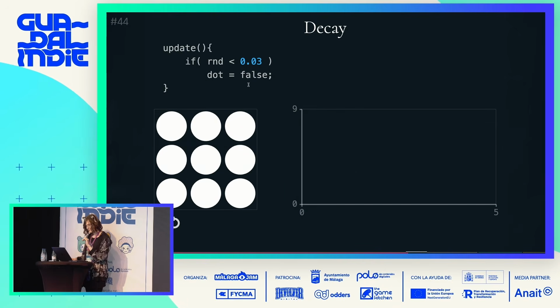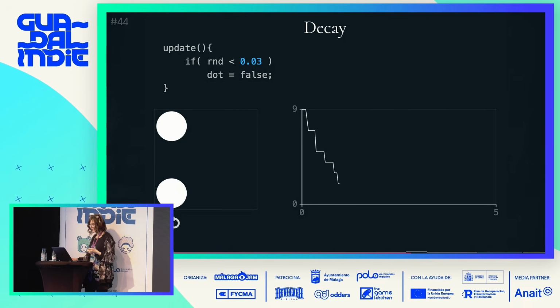So let's say you have a set of dots, and each of these dots has an update loop, so it runs once every frame. And in this update loop, we have a condition that basically says there's a 3% chance that we will turn off this dot. That's it. That's what this does. So we have 9 dots, and on the right, I'm going to graph the number of dots in this box. And so I'm going to run this simulation.